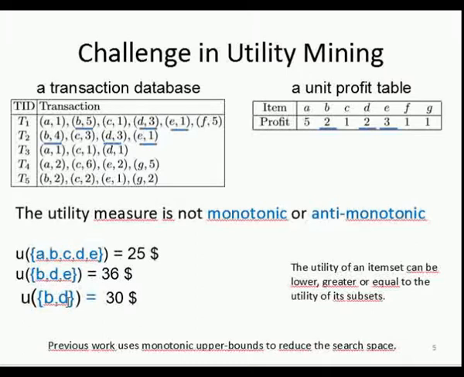So because of this, when we search for the patterns to find the solution to the problem, it is very difficult to reduce the search. So for example, if we know that BD is not a high utility item set, still the superset of BD, like BDE, can still be a high utility item set. So because of this, it makes it difficult to search for the patterns and find only the high utility patterns, okay.